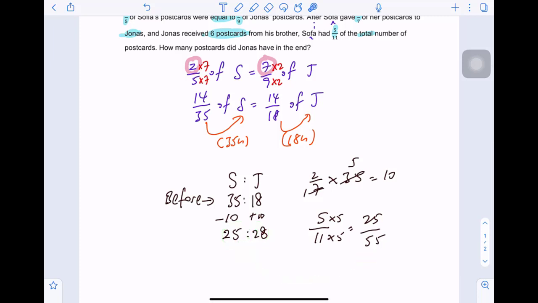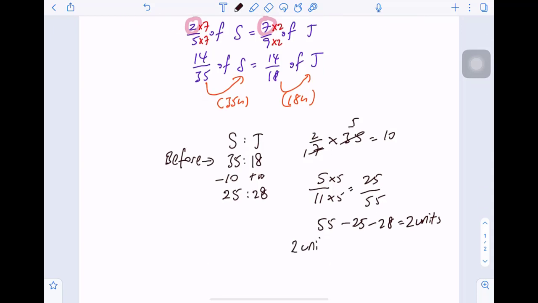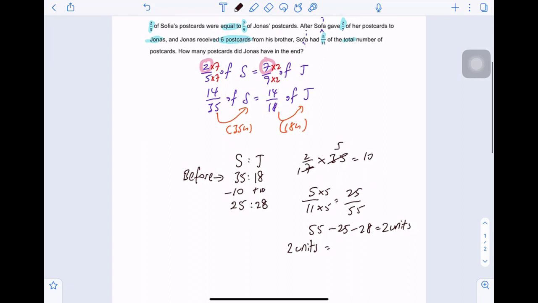Why is that so? Because Jonas actually has that 6 extra postcards. So 55 minus 25 minus 28. And that will give us 2 units. Alright, so friends, that 2 units will be equal to that 6 postcards that Jonas received from his brother. And we can find 1 unit. 6 divided by 2, that will be 3 postcards.